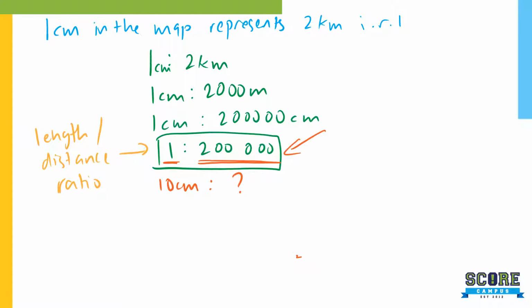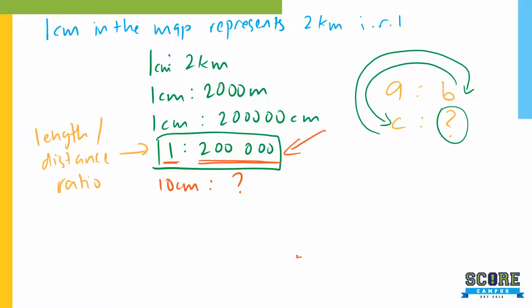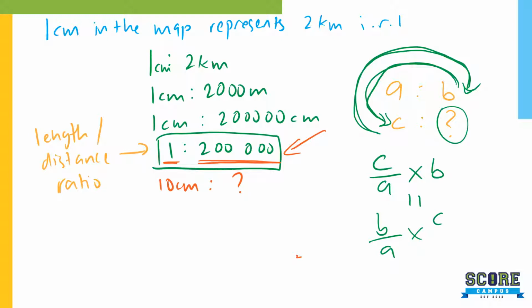I like to use the flow method. Just a quick recap of what the flow method is. If A is to B, C is to question mark, right? You can see this ratio. So I see the question mark is over here. I can go this way or I can go this way and I can get an answer. If I'm going this way, I'll go C over A times B. If I'm going this way, I'll get B over A times C. Eventually, you will get the same answer, which will give you the question mark, right?